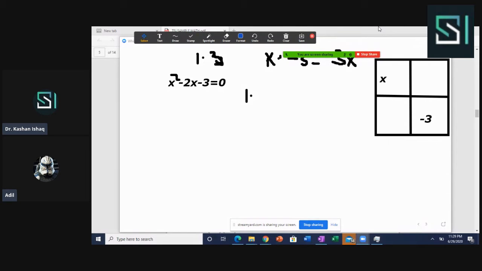Okay. So you're trying to get a factor of what? -3. So it would be -3x squared, right? Yeah. So come up with all the factors of -3x squared that will give you the middle term, right? Then the middle term is a -2x.